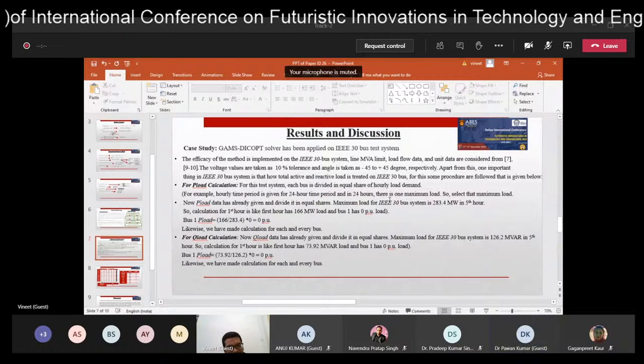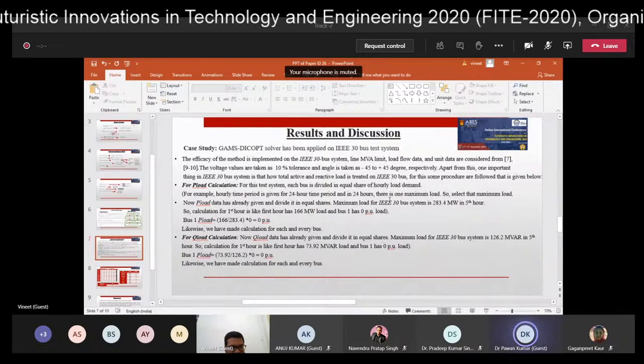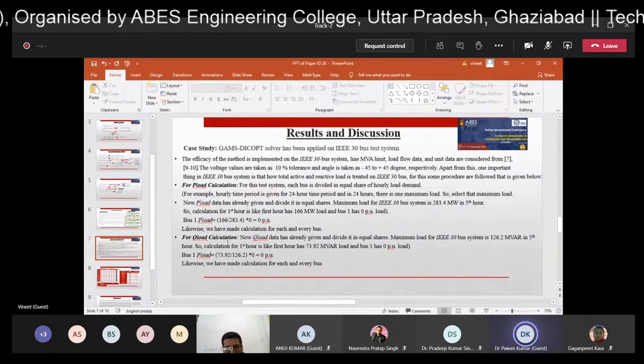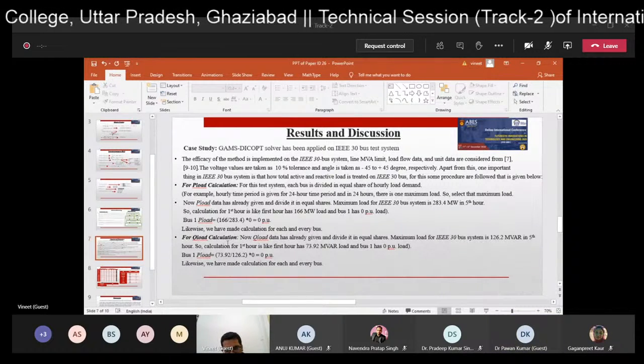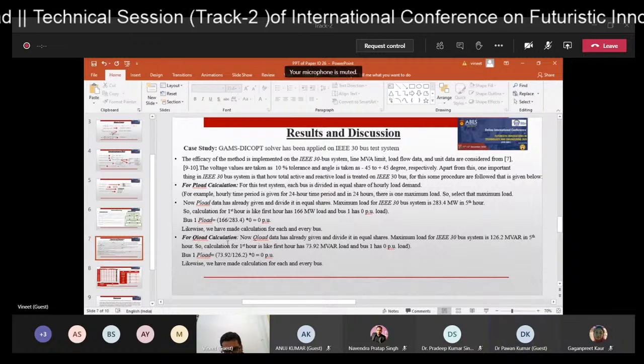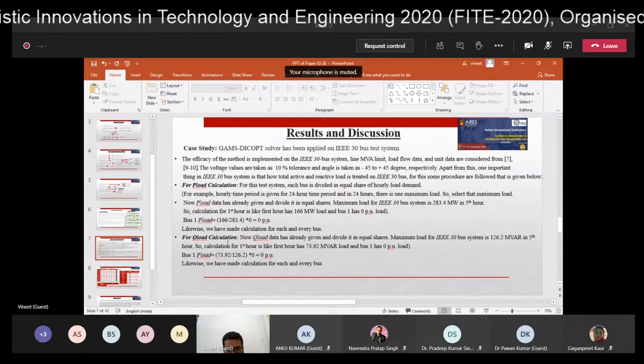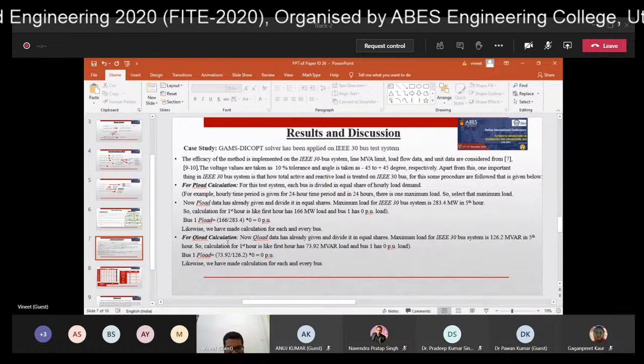So in the IEEE 30 bus system, this is the important thing which I have done for the P load calculation. Now, in the IEEE 30 bus system, how is the load divided, because the load is of 24 hours, and how is this load divided into each and every bus? For this, we have made this calculation.